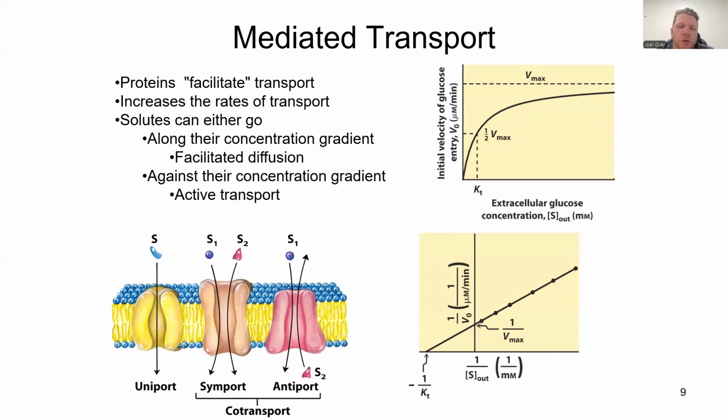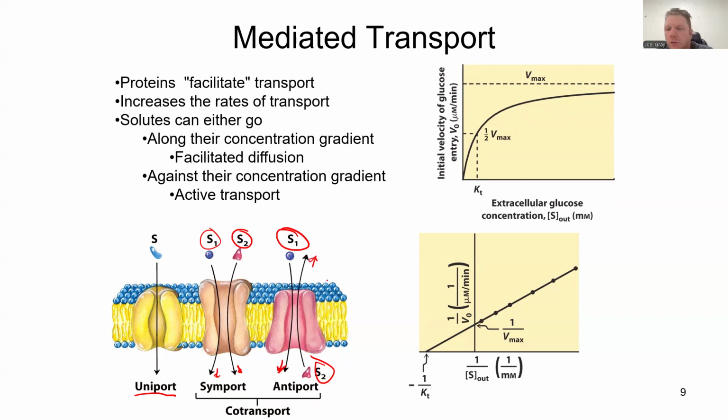Now we've got three major types of transporters. We have a uniport, which is going to move one molecule across a membrane. We have a symport, which will move two molecules in the same direction, hence the arrows pointing in the same direction. Then we've got an antiporter, which moves two molecules, one and two, but in opposite directions, hence the arrows pointing in opposite directions.